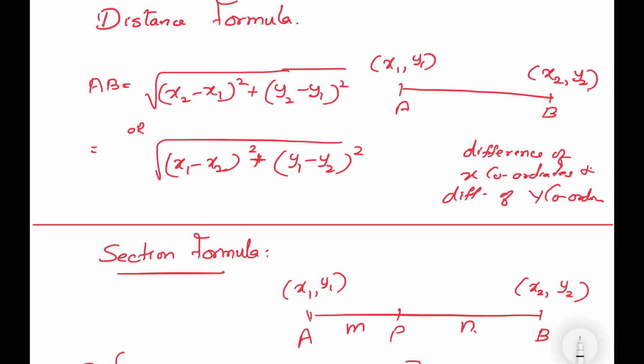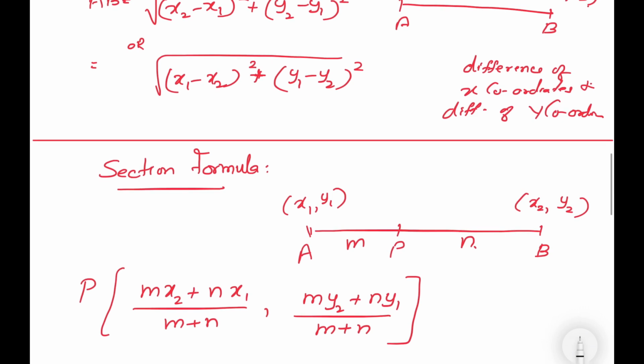Here x2 minus x1 or x1 minus x2, either way you can take, because you are going to square it. So even if you interchange them, if you get a negative value, you are going to square it, so you will automatically get a positive value. So it is only the difference of the x coordinates and difference of the y coordinates. So x2 minus x1 the whole squared plus y2 minus y1 the whole squared. That will be the distance between the 2 points. So if the coordinates are given, you can find the distance AB.